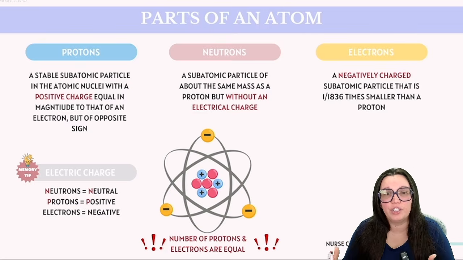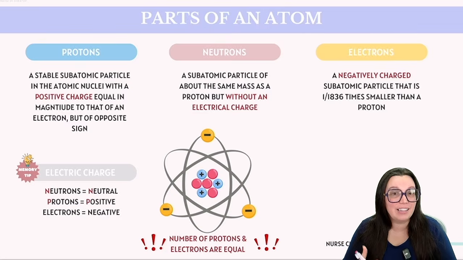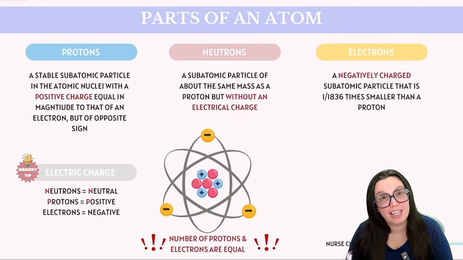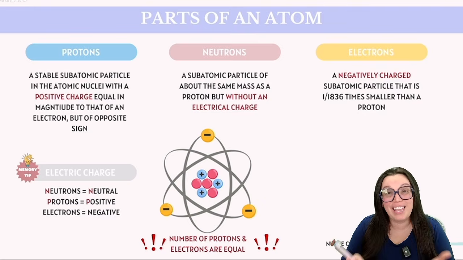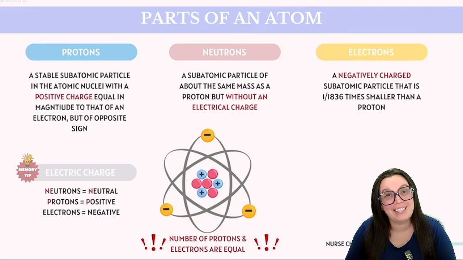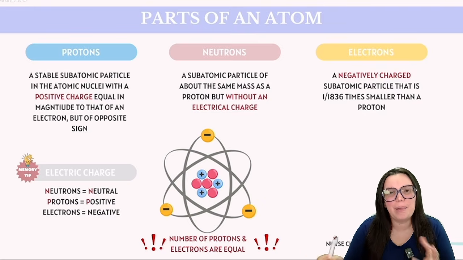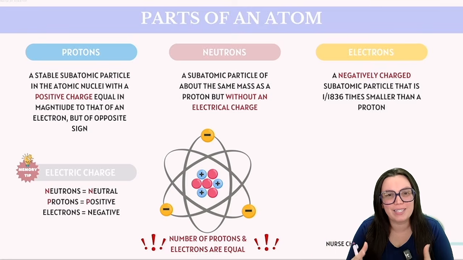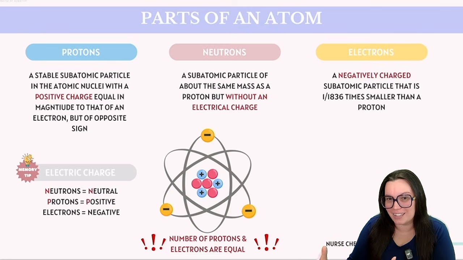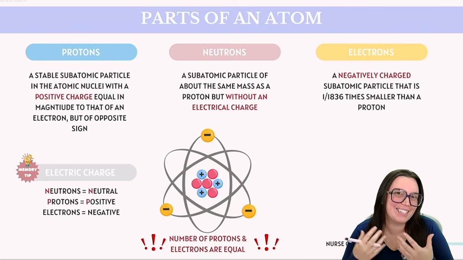It's also important to note that the number of protons and electrons are equal, so atoms are electrically neutral particles. Neutrons, despite being uncharged, are significant in the stability of the nucleus. They act as a binding force that helps maintain the nucleus's integrity by mitigating the repulsive forces between the positively charged protons, thus keeping our nucleus together.